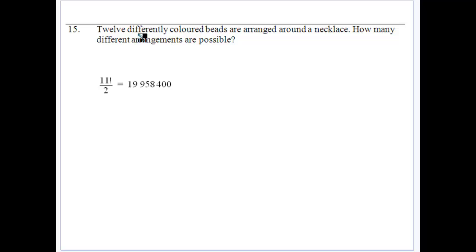And then the idea here: 12 differently coloured beads arranged around a necklace. How many different arrangements? So when you see the idea of a necklace, a bracelet, key ring, as I said, 12 differently coloured beads, so they're not the same. That means they're individual elements. They can be arranged 11 factorial ways, but because in a bracelet we can look at it both ways, from both sides, that means we can divide it by 2. So just be wary when you see that in a question, that we're going to divide it by 2 to do those problems every time.